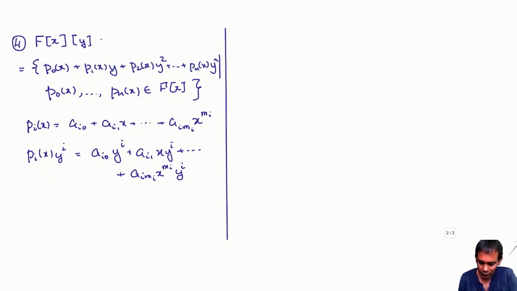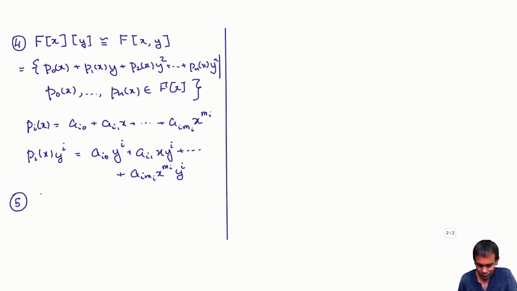So what this means is that you can think of a polynomial in y whose coefficients are polynomials in x as a polynomial in x and y. And so what we are saying is that the ring is isomorphic to polynomials in two variables F[x,y]. The isomorphism is defined by just expanding out these coefficients and getting polynomials in two variables. So this is an example of a ring isomorphism.